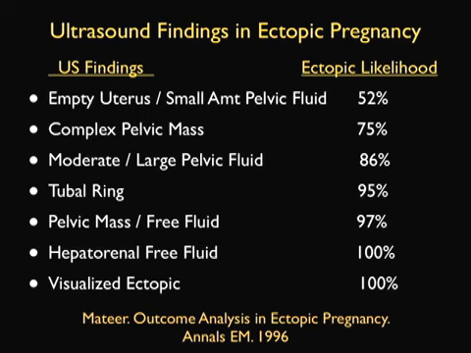And visualization of a tubal ring, also known as the bagel sign, has a likelihood of 95%. Now, if a pelvic mass is seen with free fluid, the likelihood is as high as 97%. What I find very interesting here is that the presence of hepatorenal free fluid or a positive trauma FAST exam in the right upper quadrant has a likelihood of 100% for ectopic pregnancy. Now, if you visualize the ectopic, of course, that will be 100% likelihood for ectopic. So here are some of the findings that we'll go through as we talk further about the sonographic findings in ectopic pregnancy.